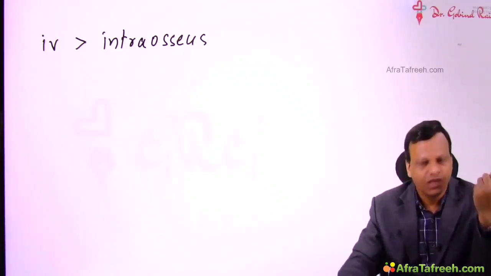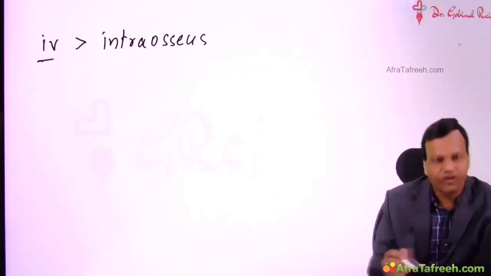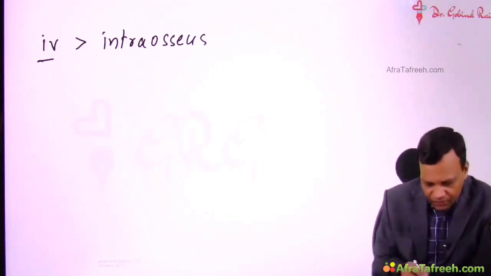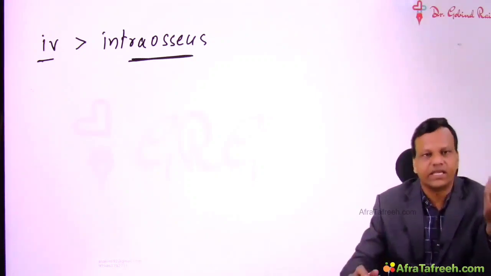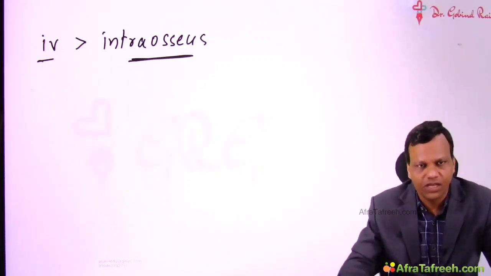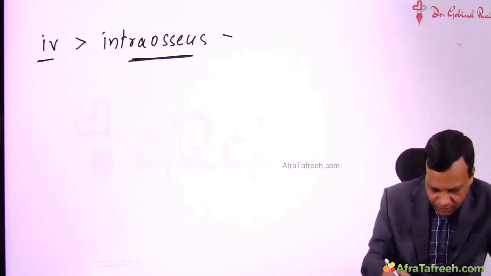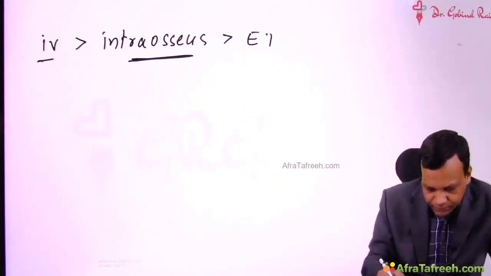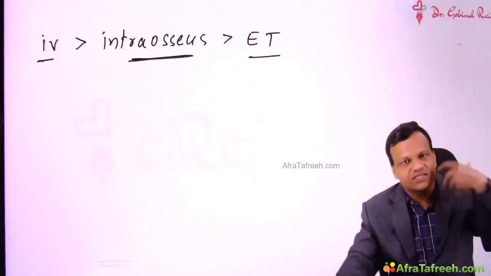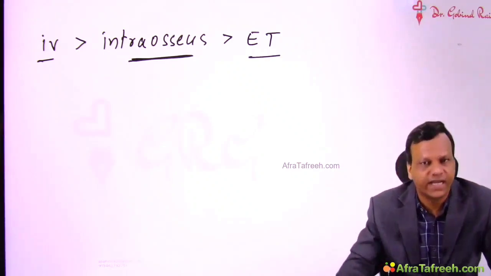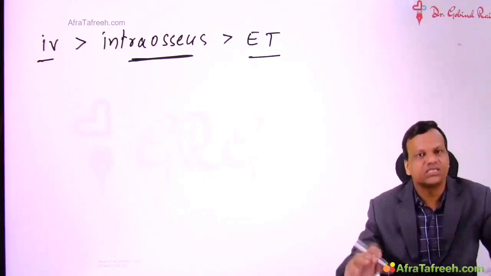Now suppose we are not able to find the vein, we cannot give IV, and we do not have the needle to give in the bone, so intraosseous is also not possible. Then what we will do? By which route you will give adrenaline? The third option is endotracheal. We will intubate the person and through the endotracheal tube we will inject adrenaline. So these are the routes in this sequence.